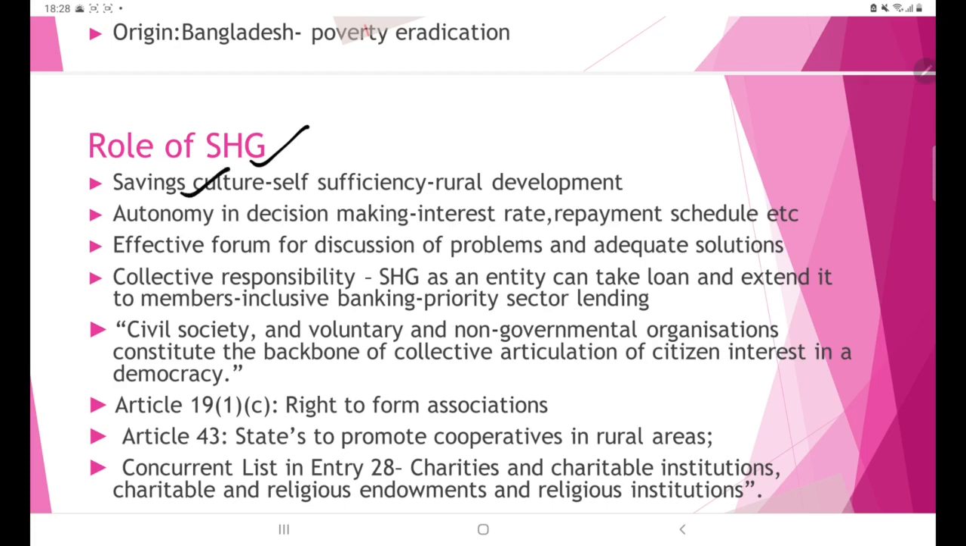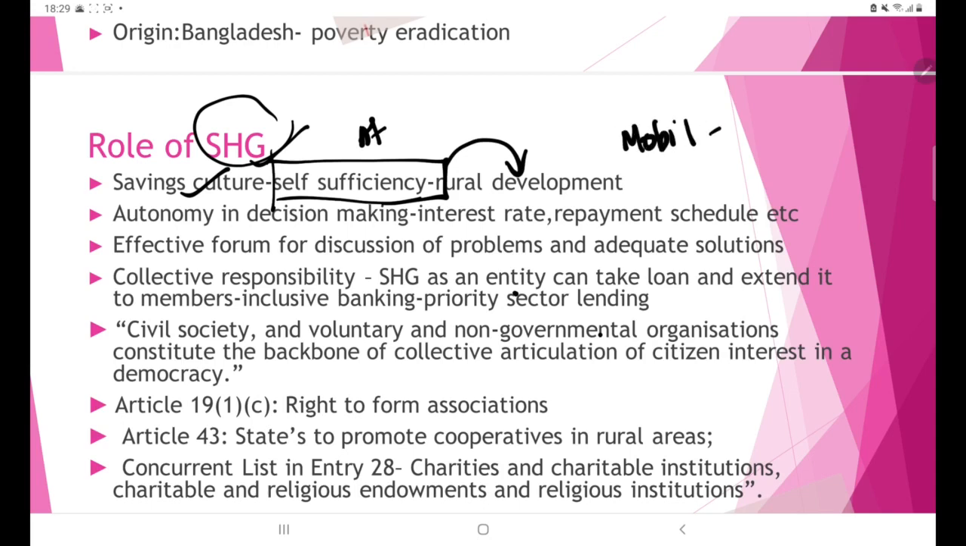Rural India has incorporated a savings culture with the advent of self-help groups. This is in line with Atmanirbhar Bharat, or self-sufficiency. Self-sufficiency in turn brings in rural development. When people gain mobility in terms of finance, voice and awareness, they automatically get autonomy in decision making, like interest rate, repayment schedule, etc. This will be decided within the members of the self-help groups.